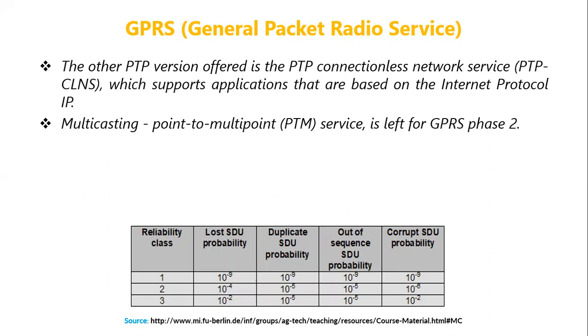And then we have discussed what the loss probability of an SDU is, what the duplicate probability of a data unit is, what the out of sequence probability of a data unit is, and what the correct probability of a data unit is. These probabilities are very low for reliability class 1. Again, it depends on applications. If you are running a highly reliable application, then it should use reliability class 1. If the application can tolerate some errors, then it can use reliability class 3. If the application can tolerate some amount of errors, not all errors, then it can use reliability class 2. So there are different reliability classes which we have discussed.